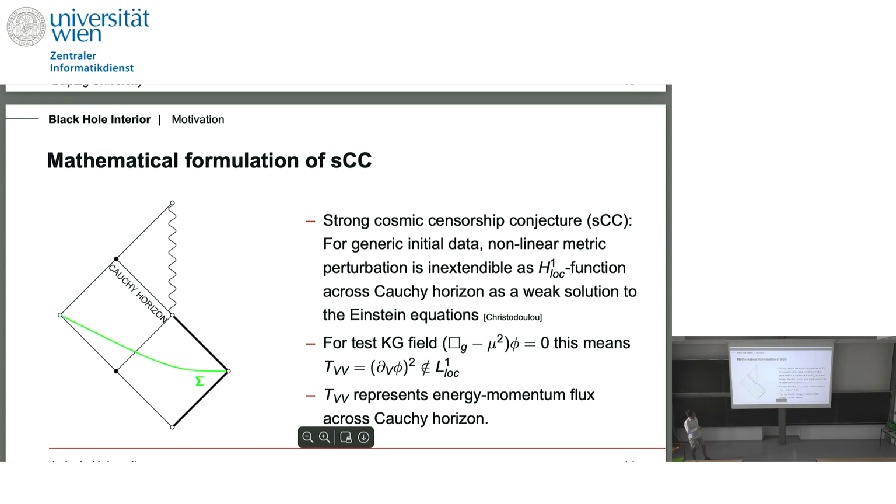And so again, the mathematical formulation that I know of and that I have heard has been ascribed to Christodoulou is that it states that for generic initial data, for me that means smooth, the perturbation is inextendable as an H1 loc, so one derivative still square integrable, across the Cauchy horizon. And for a Klein-Gordon field, which I think of as either a physical field in the space-time or as a poor man's replacement for the metric, this would mean that the stress energy tensor isn't integrable, because this wouldn't be square integrable, so the flux, which would be some sort of integral of the stress tensor, would be infinite.